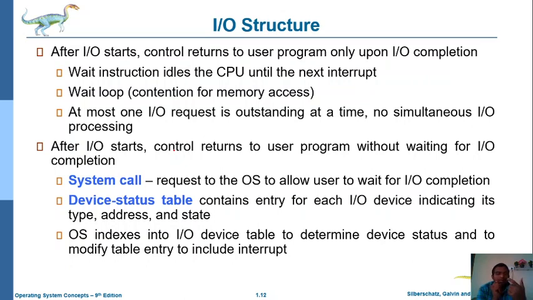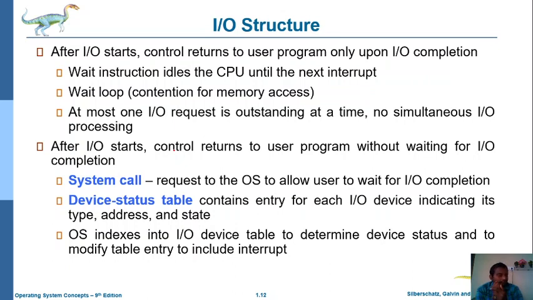So what type does it belong to, wherever it is stored, that means where its address is located, and what is the current status of that particular IO request. Such kind of information is maintained in some table format. That is nothing but the device status table.